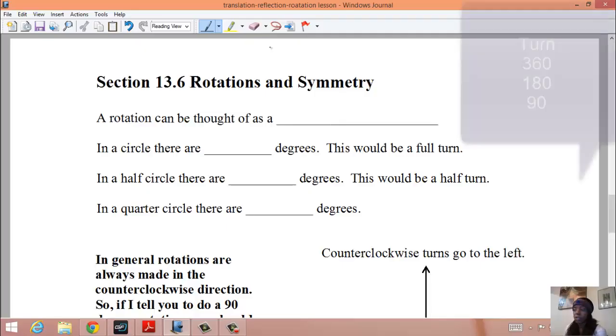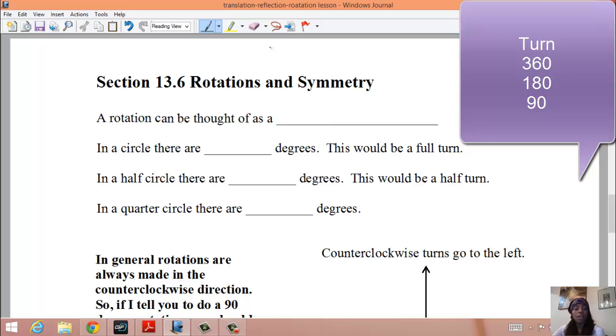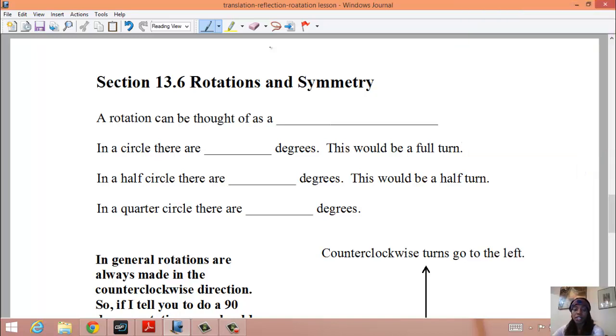13.6 Rotations and Symmetry. A rotation can be thought of as a turn. In a circle there are 360 degrees. This would be a full turn. In a half circle there are 180 degrees. This would be a half turn. In a quarter circle there are 90 degrees.